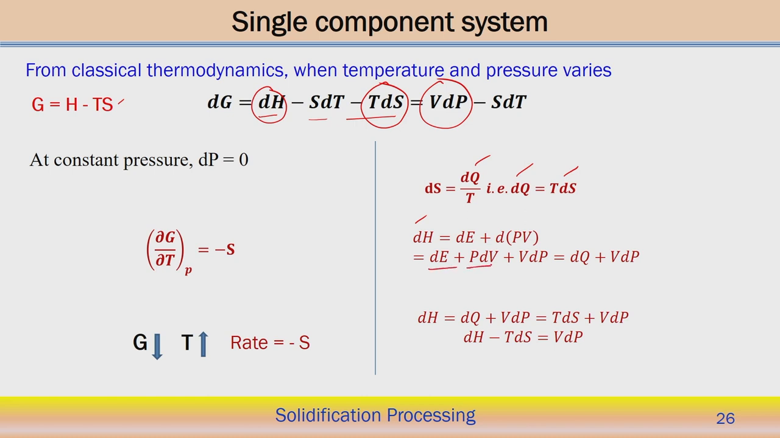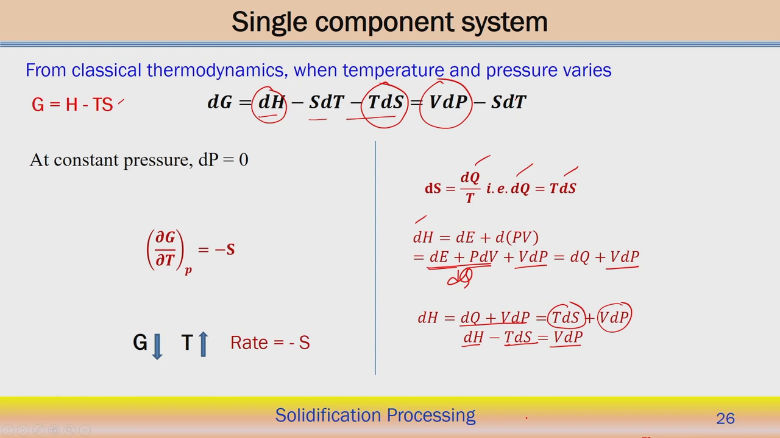So, from here we can find that dE plus P dV is equivalent to dQ, and one more term is V dP. Now, dH equals dQ plus V dP. So, dQ again, dQ equals TdS, we put TdS in, and V dP is there. So, therefore, dH minus TdS equals V dP, that we have written here, dG equals V dP minus S dT.